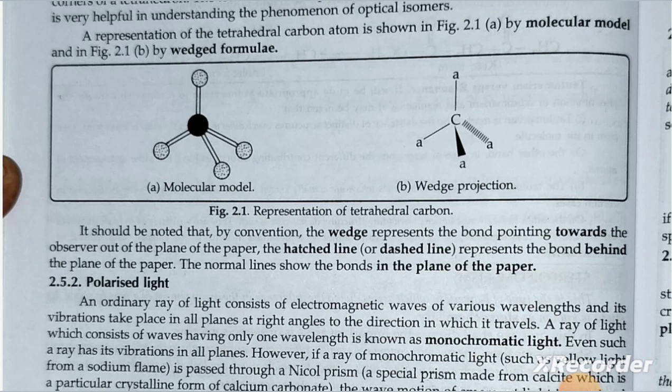It should be noted that by convention, the wedge represents the bond pointing towards the observer out of the plane of the paper. The hatch line or dash line represents the bond behind the plane of the paper. The normal line shows the bond in the plane of the paper.